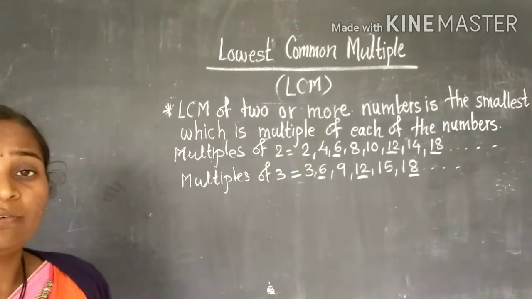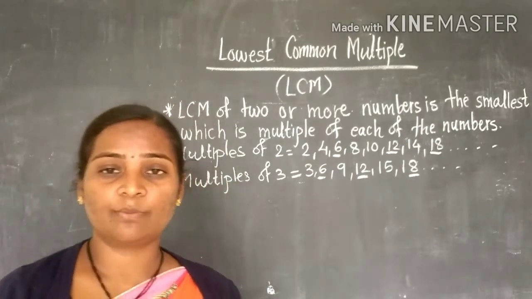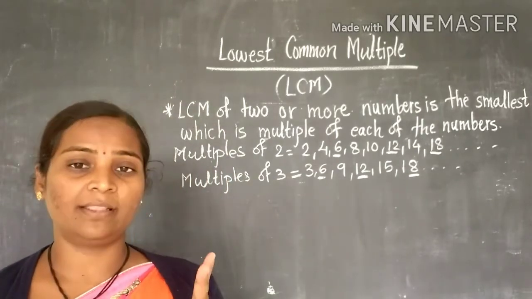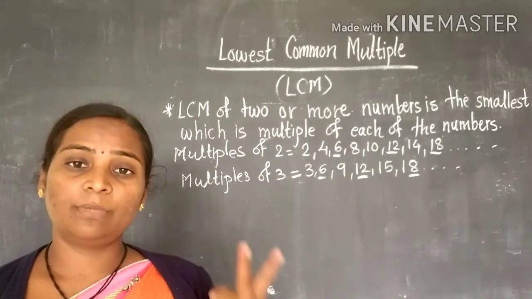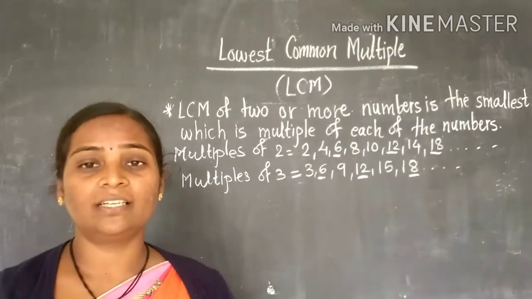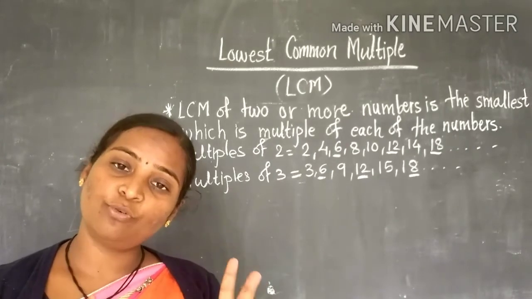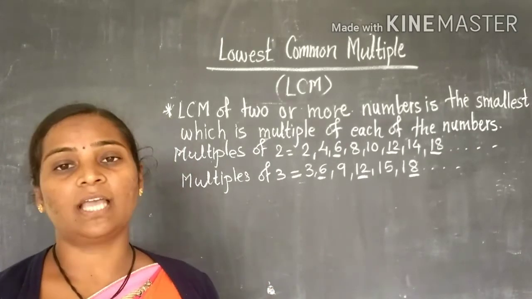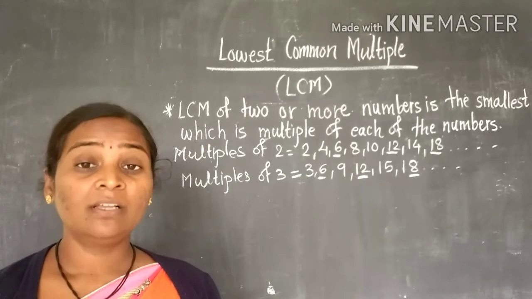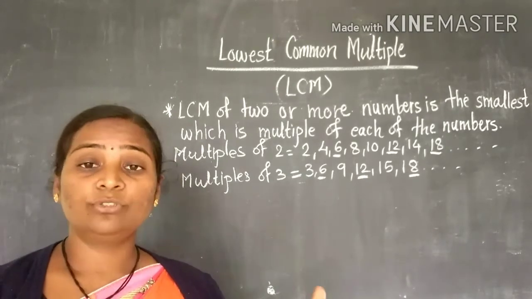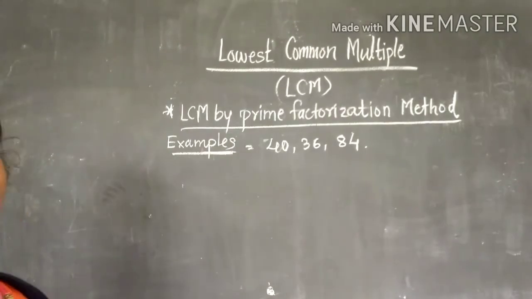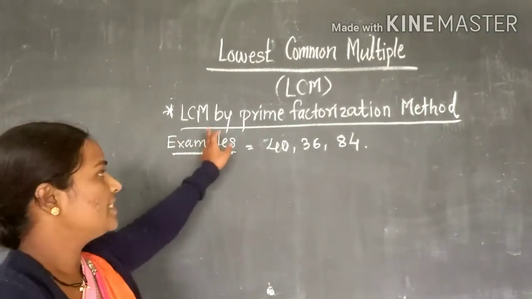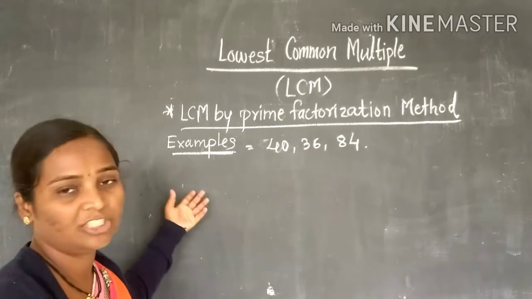See students, to find the LCM there is a procedure, and there are two methods that we have to see. If we have two or more numbers, we apply those methods and find the LCM by them. Let's see about those methods. Now let us see the LCM by the prime factorization method.